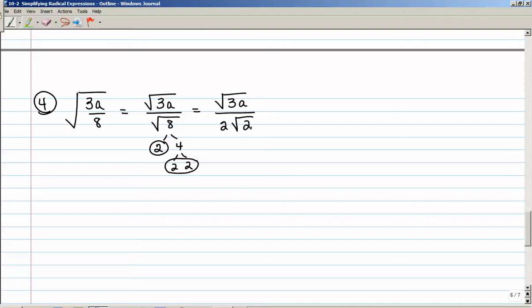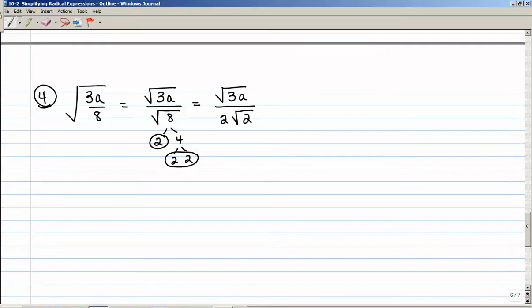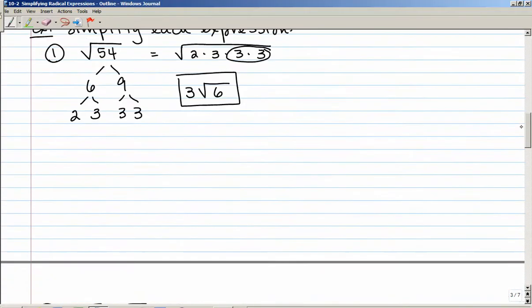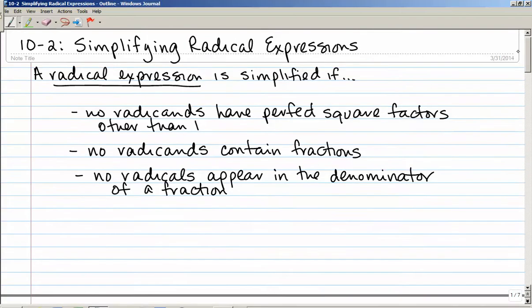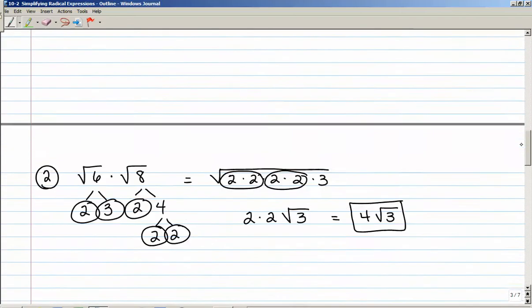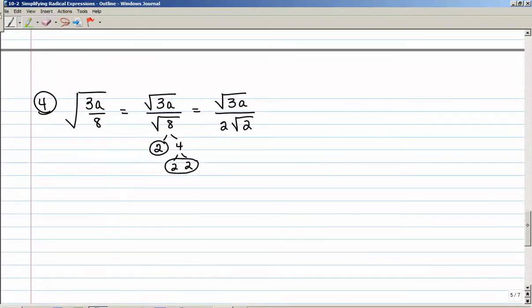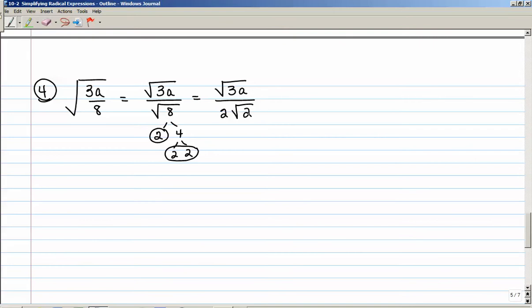Now, that is not yet simplified, because if you remember one of our earlier rules here, the one that I said was very important, no radicals appear in the denominator of a radical. So we cannot have that square root of 2 in the denominator.